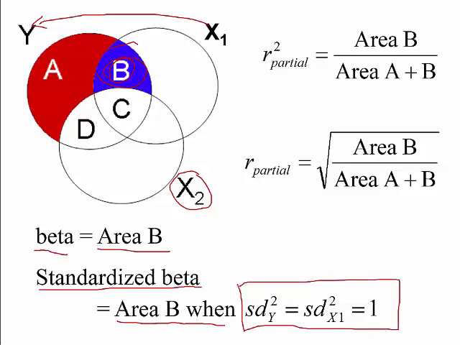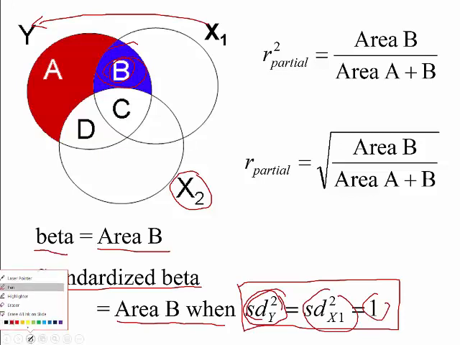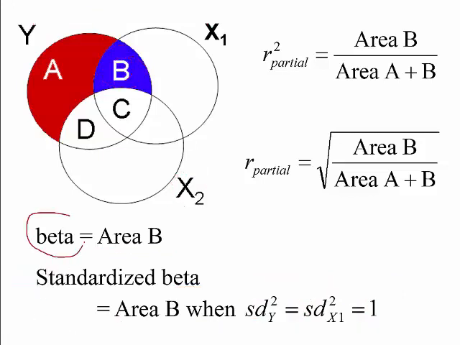In other words, everything has a standard deviation of 1, which means they all have a variance of 1. So the standard deviation is 1, the squared standard deviation is also 1, the variance of y is 1, the variance of x is 1. All these have standard deviations and variances equal to 1. So we can say that the beta tells us about the size of area B. Using a Venn diagram, we can't say much else than that, but we can say at least it tells us about the size of area B.